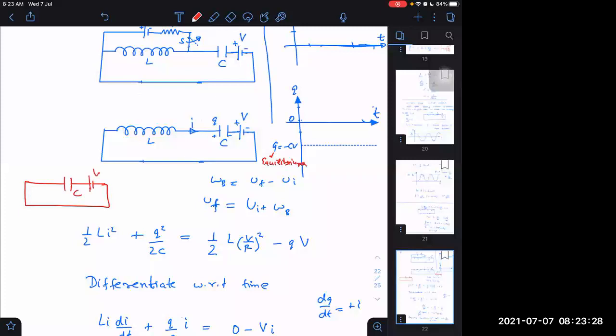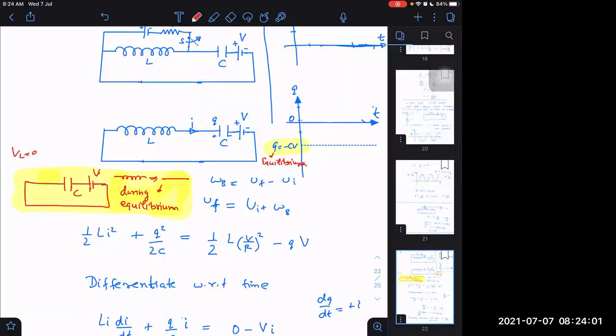CB. VL is 0 during equilibrium. During equilibrium, we can just replace the inductor by a conducting wire. This is a very important point to be remembered. This diagram helps us a lot. We are getting Q is minus CV during equilibrium.